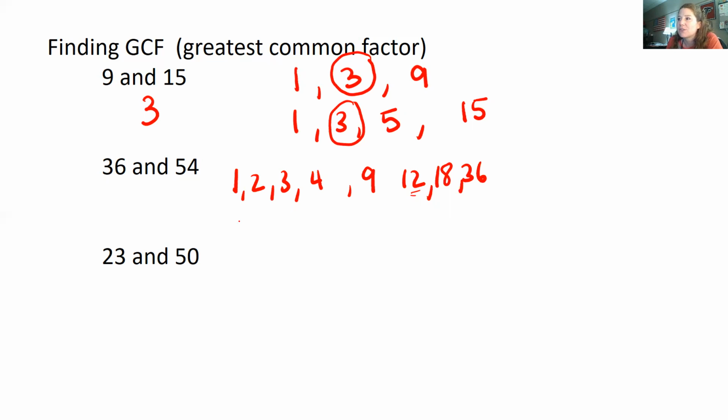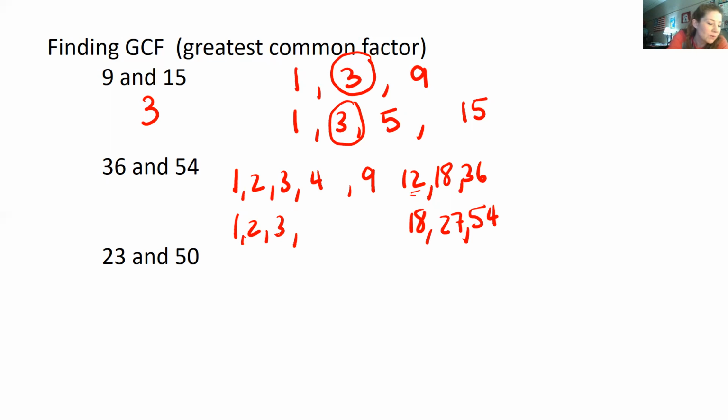Now let's think of the factors of 54. So 1 and 54. 2 and what, 27? I think so. 3 and 54 divided by 3 is 18.